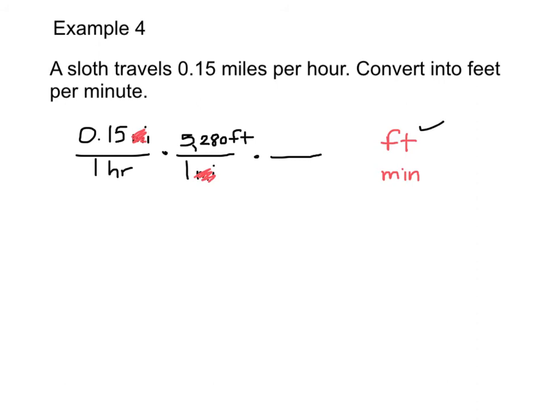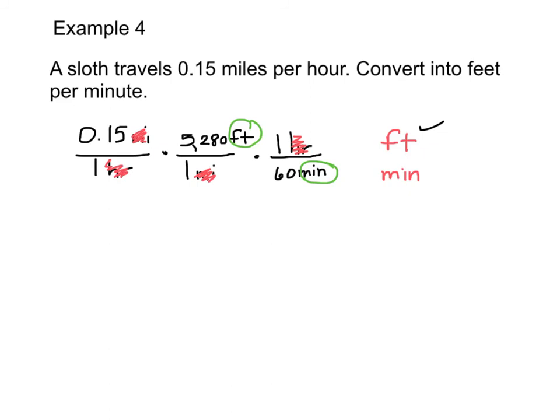The next thing is I have to go from hours to minutes. How many minutes are in an hour? Well, there's 60 minutes in 1 hour. And why did I put the hour on top? Because the label of hour is on the bottom. If the hour was on top, then this fraction over here, the conversion factor, would be switched. So hour here, anything on top cancels with anything on bottom. I am left with my 2 labels of feet and minutes.